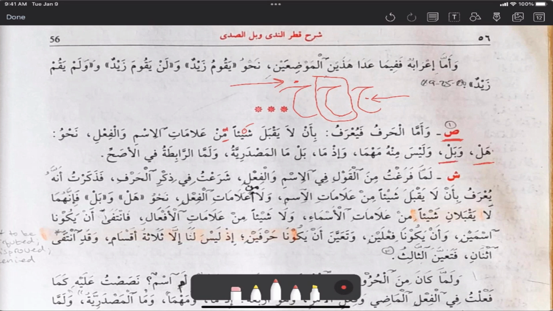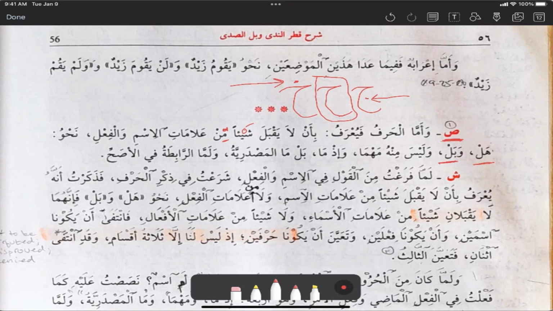Wa bal. Bal, that's another example of a harf, a particle. This one is a conjuncting particle. It's a conjunction, so it means to the effect of rather or instead. It has several usages. So you're going to see its context in the sentence and then translate it appropriately if you're translating.